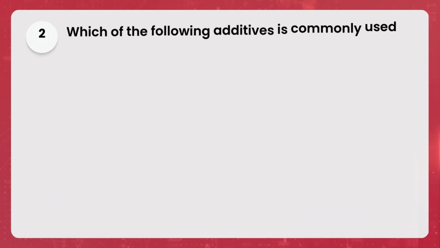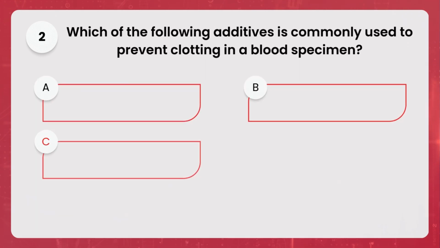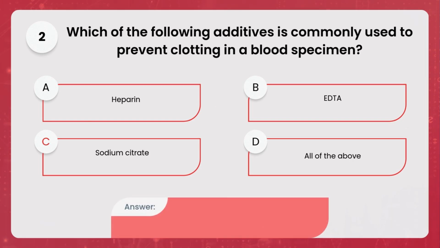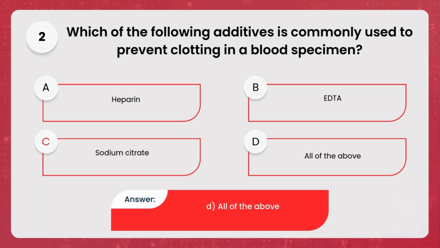Number 2. Which of the following additives is commonly used to prevent clotting in a blood specimen? A. Heparin. B. EDTA. C. Sodium citrate. Or D. All of the above. The answer is D. All of the above.